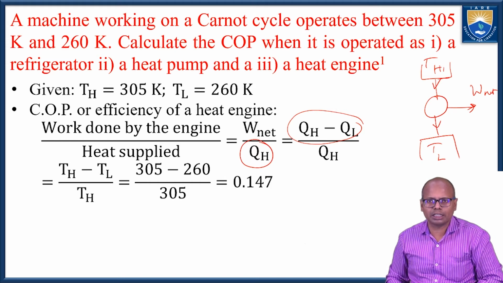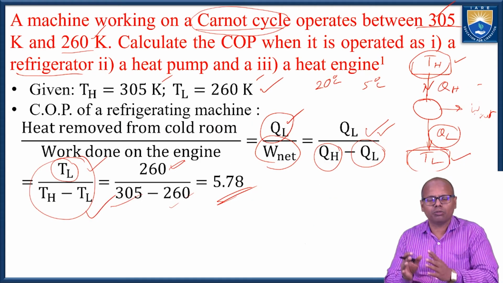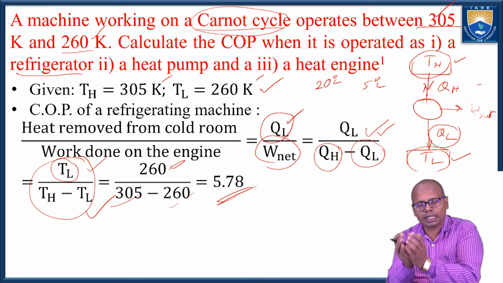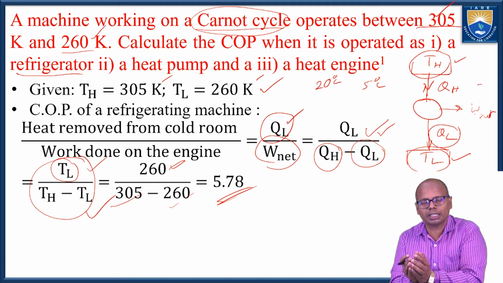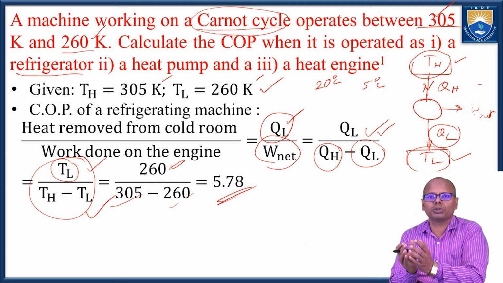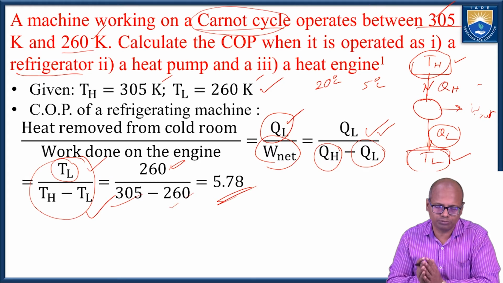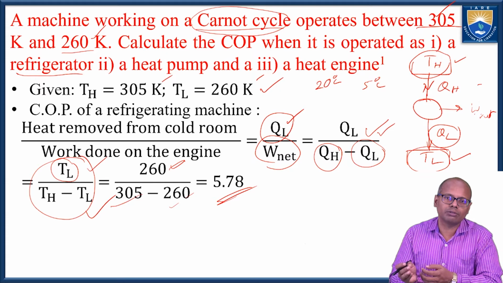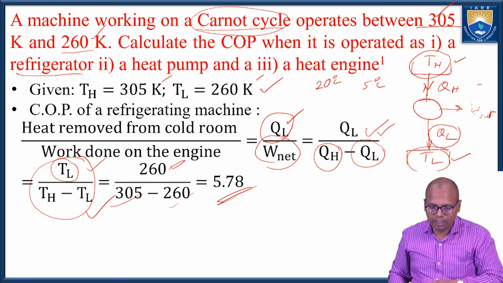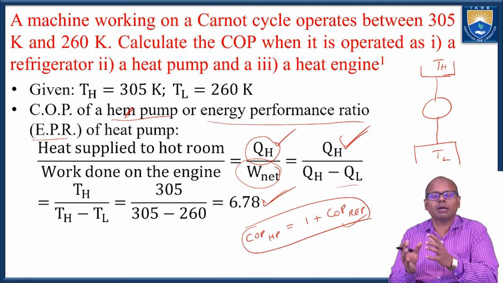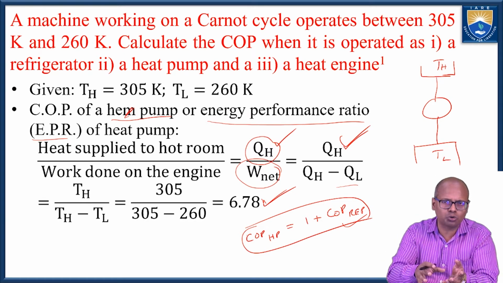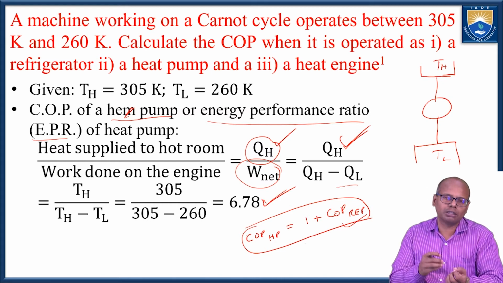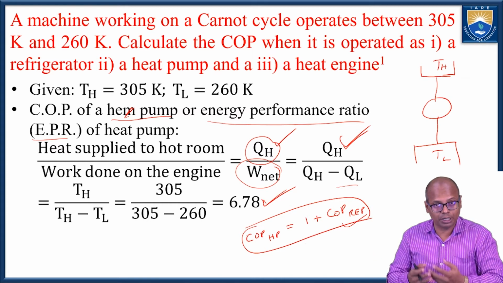We will just redo this once again so that it is very clear. What is the output, or the required thing, in the case of a refrigerator? The output is the amount of heat removed from the cold room. What is the input? It is the net work done on the engine. If I come to the heat pump, the amount of heat supplied to the hot room is the output, and the input is the work supplied to the engine.